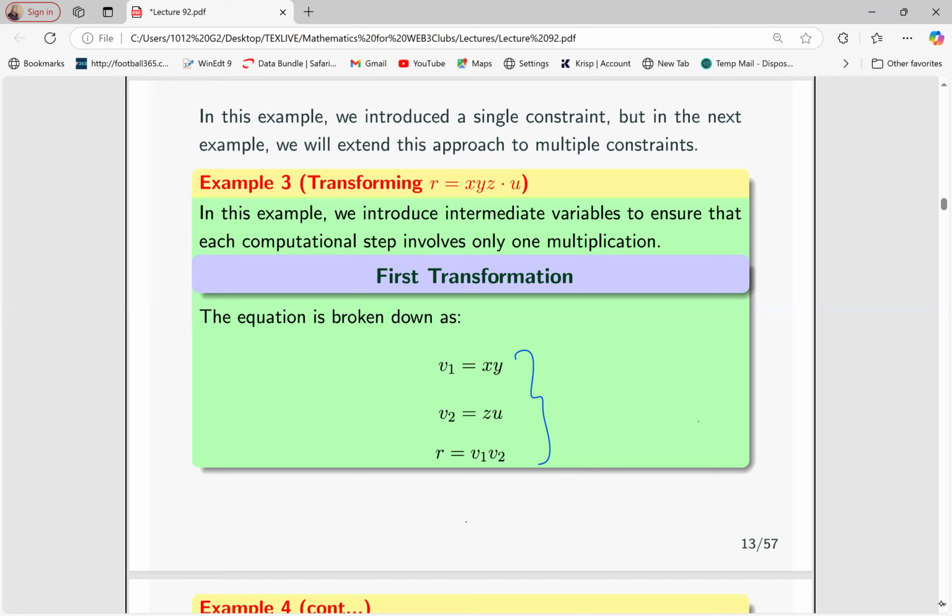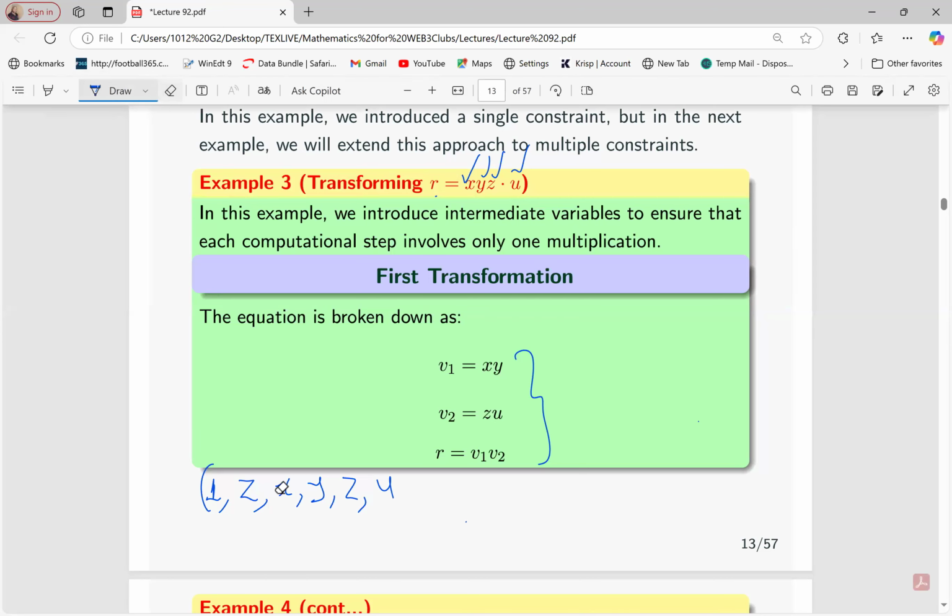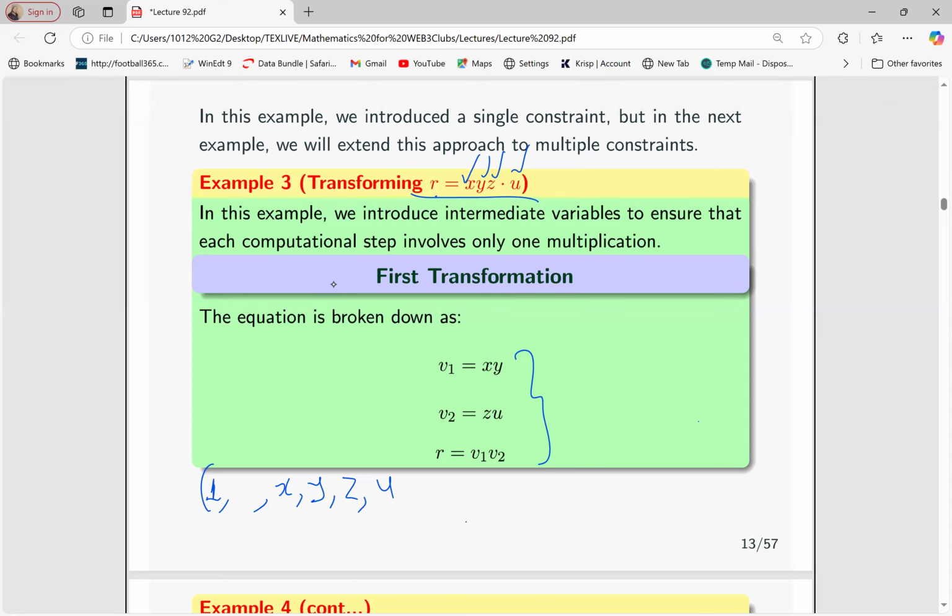If you have this witness, we begin by writing 1, then write the output, then write the inputs X, Y, Z, U. I'm just writing them in the order in which they are appearing. 1, then output. Oh, output is R. In this case, let me just write the correct output so that we do not have Z repeating itself. Our output is R. And then X, Y, Z, U. And then after that, let me write the first intermediate value, then the second intermediate value.